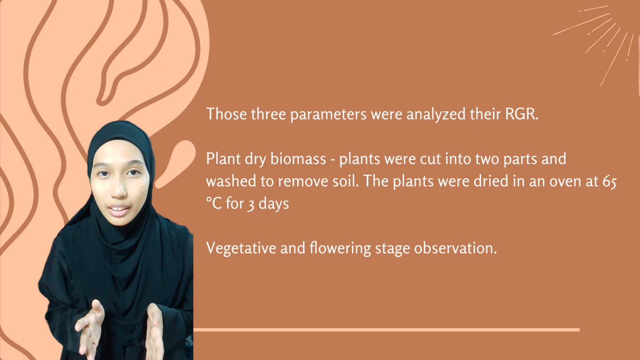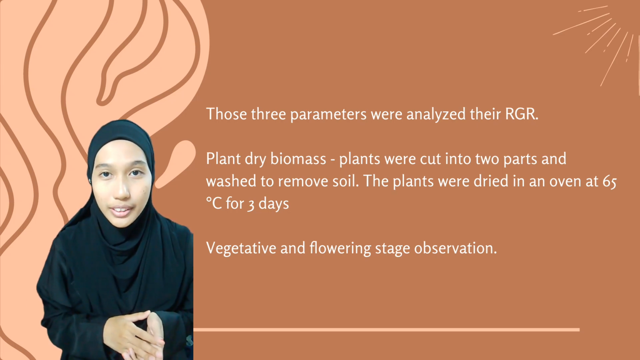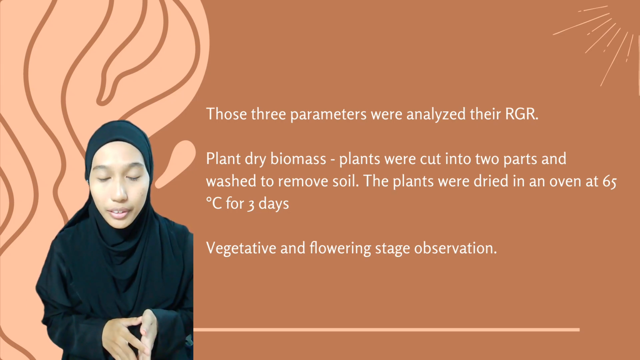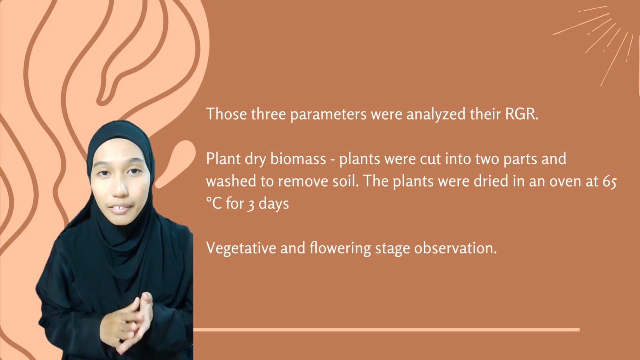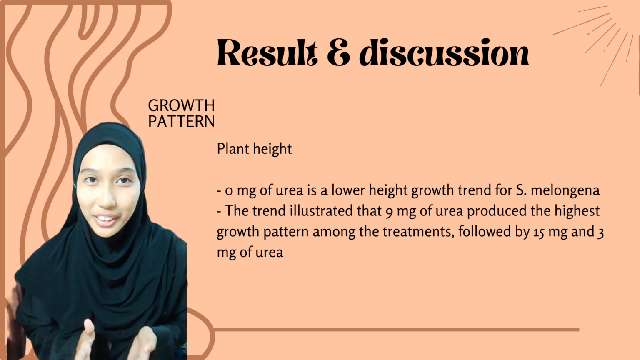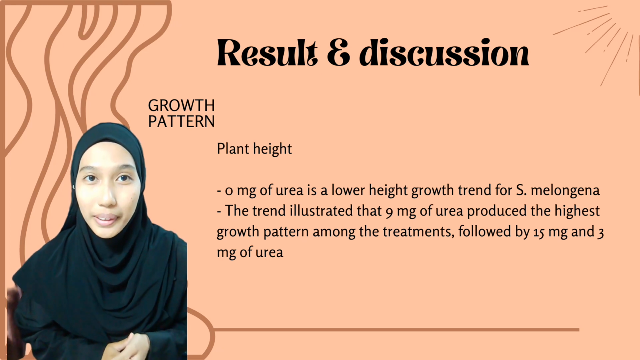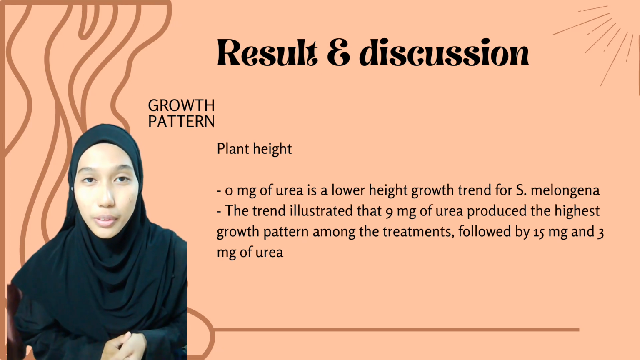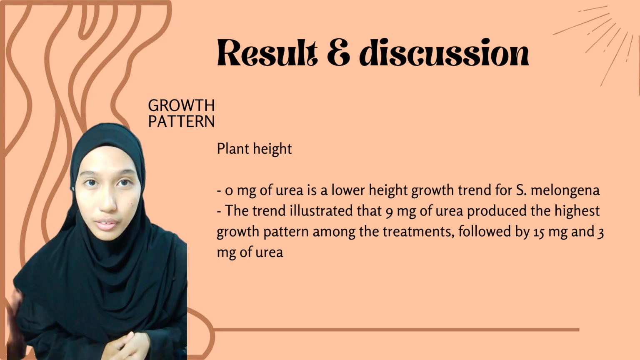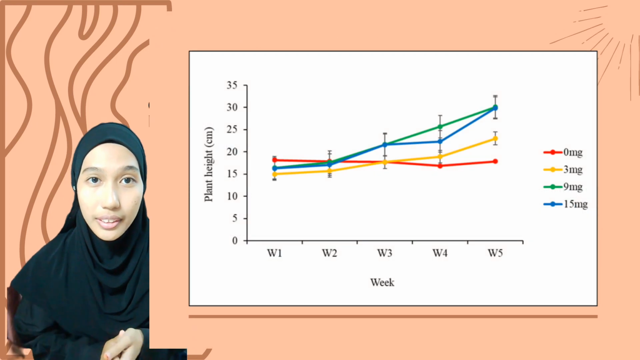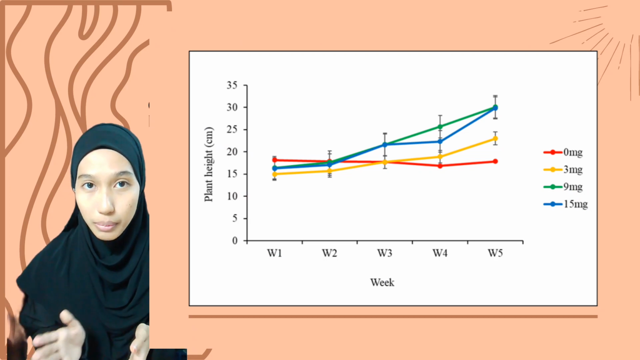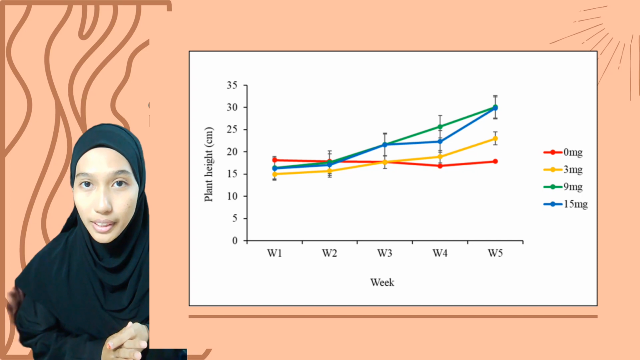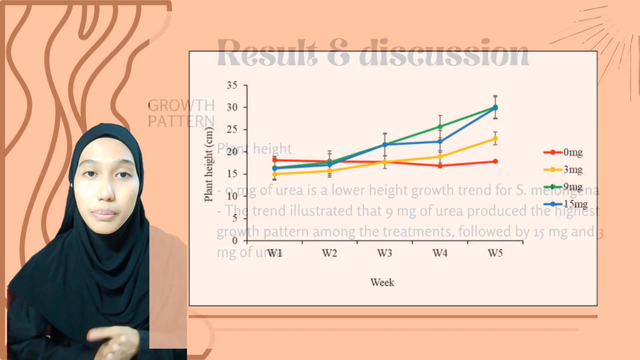All the collected data was recorded in Microsoft Excel and analyzed using one-way ANOVA by using SPSS software with a 5% significance level. Firstly, we look at the growth pattern. For plant height, 0 mg of urea is the lowest height growth trend for Solanum melongena. The trend illustrated that 9 mg of urea produced the highest growth pattern among the treatments, followed by 50 mg and 3 mg of urea treatments.